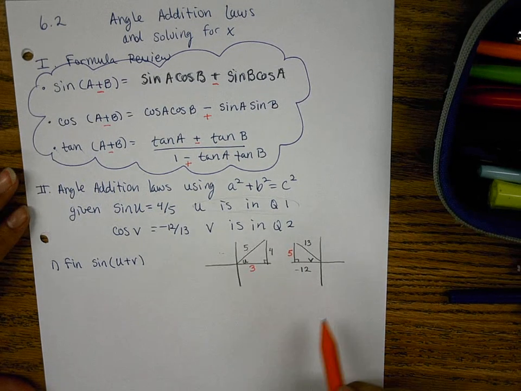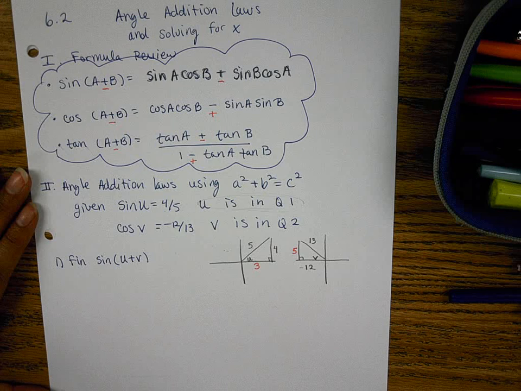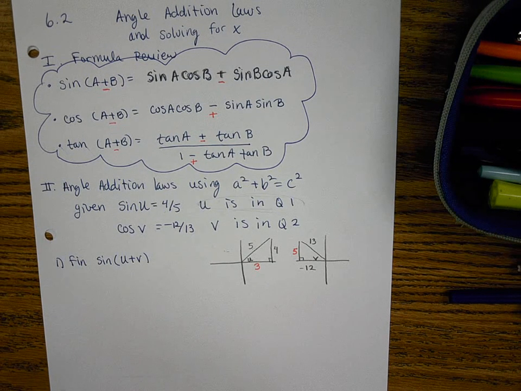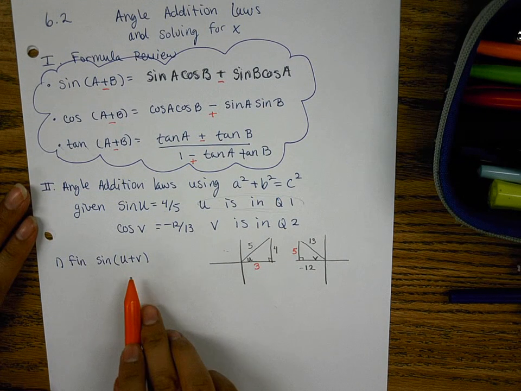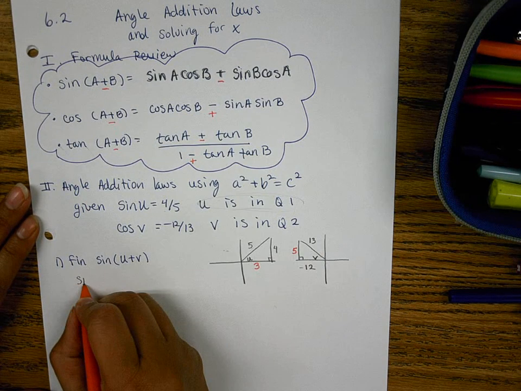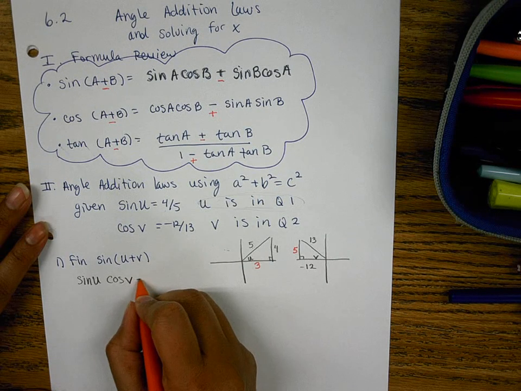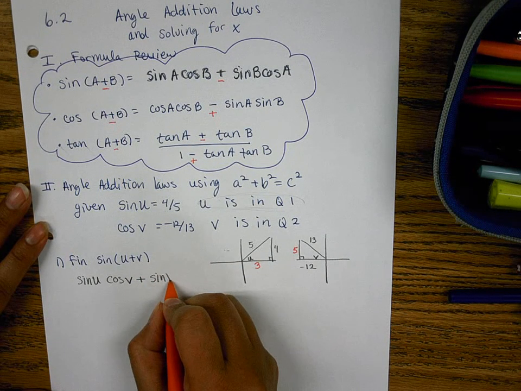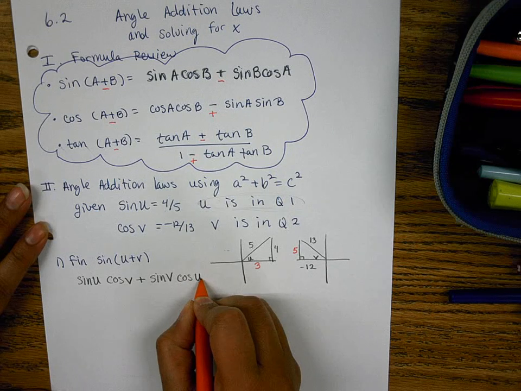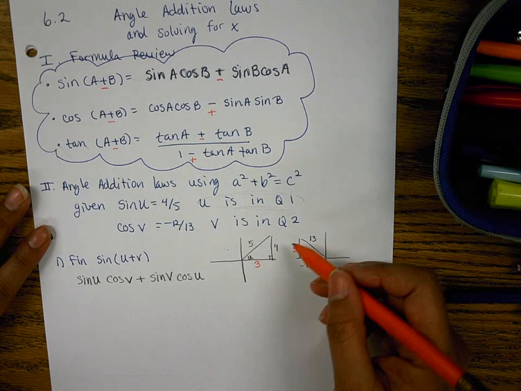Now this is the picture we're going to use to find our answer, because when we did it in notes yesterday or the day before in lesson 6.1, they were numbers like 30 and 60, and we just evaluated them. Now we have to use our pictures. So let's use our formula first. Sine is this one here, the friendly one. Sine of U, cosine of V, same sign, plus sine of V, cosine of U. Again, this is a definite on the test, and we're just going to use our pictures.